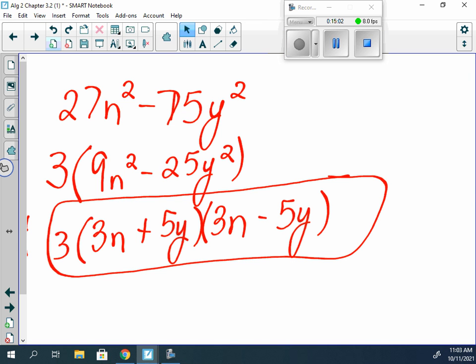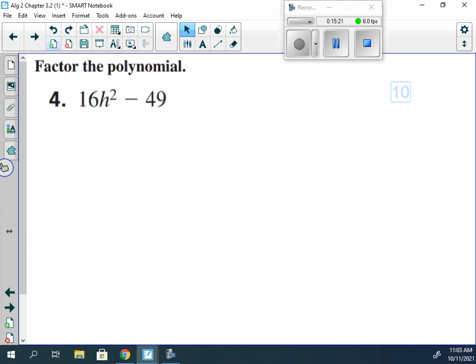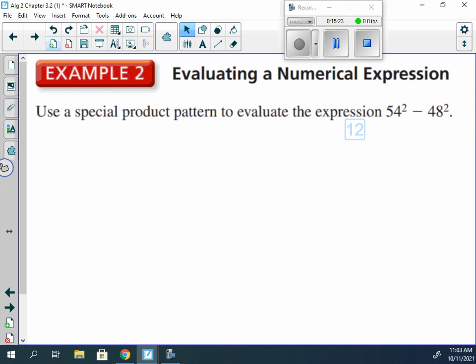And that's it. So we could have variables in both spots, but as long as they're both perfect squares, we can rewrite it as a number times itself. This will still work. Any other questions on this here? Okay. We feel comfortable with that. Let's look at the last part. Evaluate a numerical expression. Use a special pattern or product pattern to evaluate this expression.